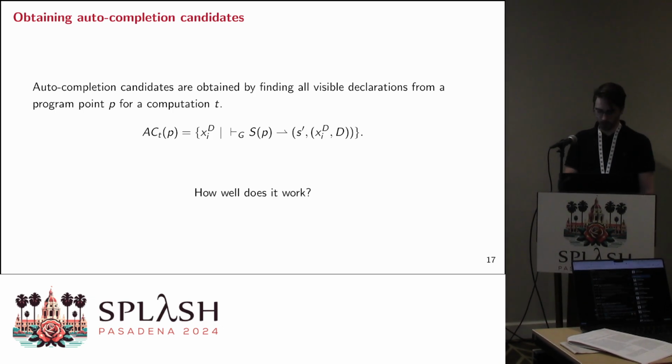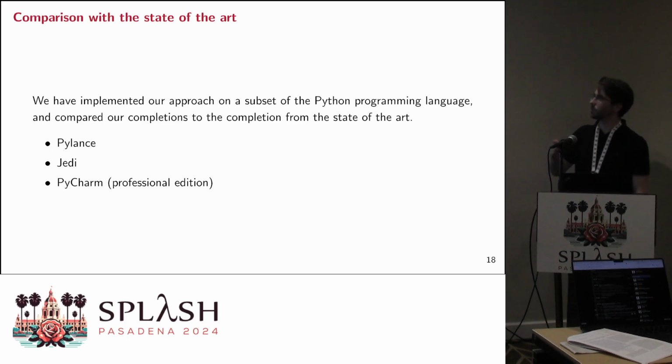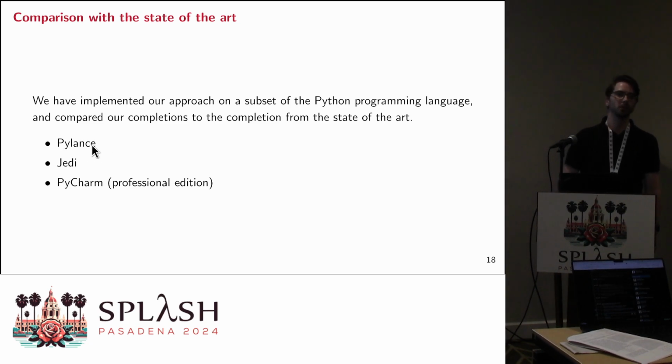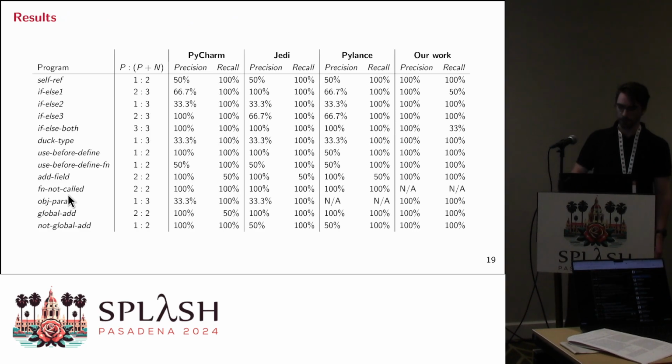Now, how well does it work? To determine that, we implemented our approach on a subset of Python and compared the completions that we gave to the state of the art. So we compared it to Pylons, which is the Microsoft implementation used in VS Code, Jedi, which you can also use in VS Code, and PyCharm, which is the JetBrains IDE. And these are our results.